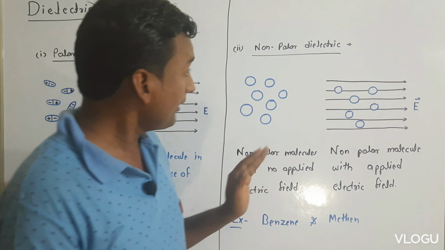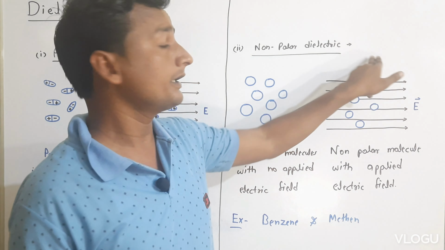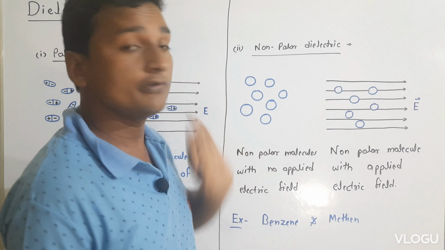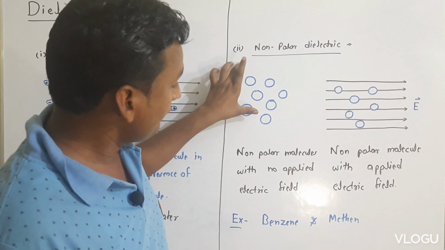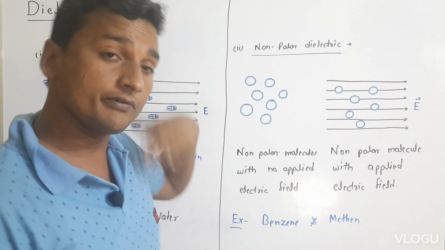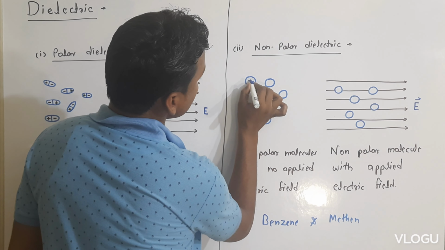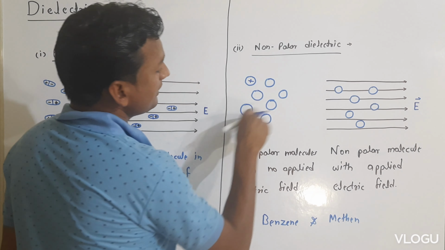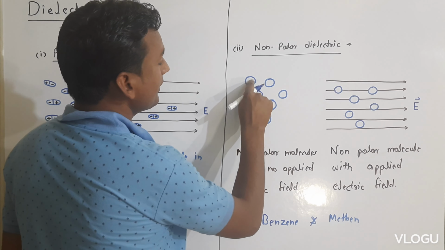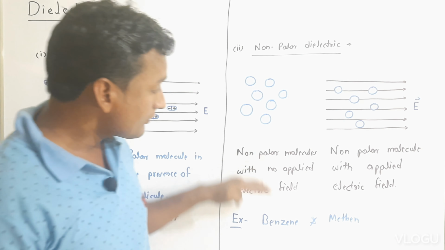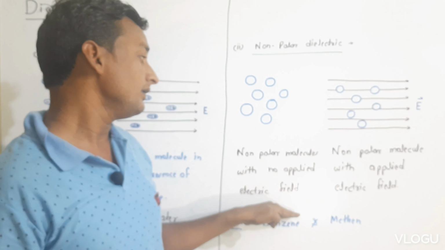Now when we talk about non-polar dielectric materials, these are materials which have their positive and negative centers coincide. Their positive and negative centers coincide, meaning both are at the same place. That's why they cancel each other, and there is no sense of positive or negative. In the absence of an external electric field, their positive and negative centers coincide.